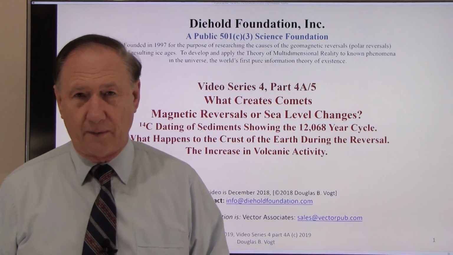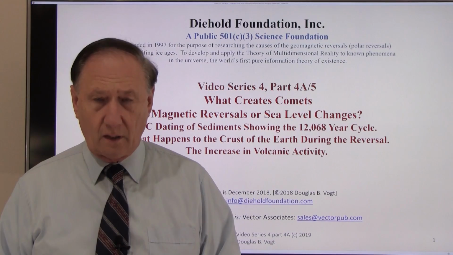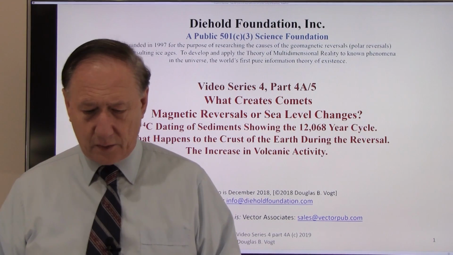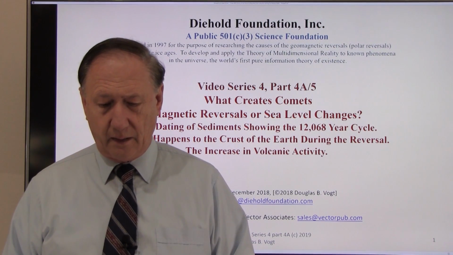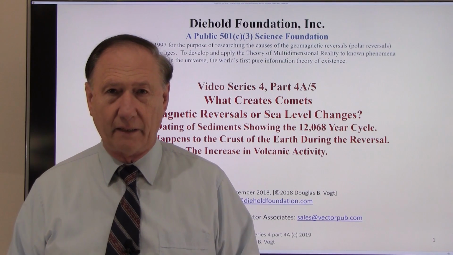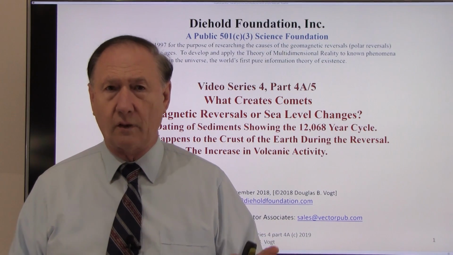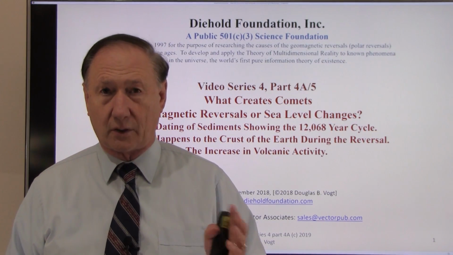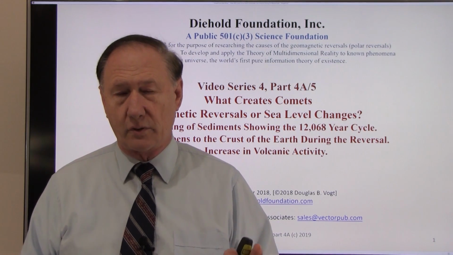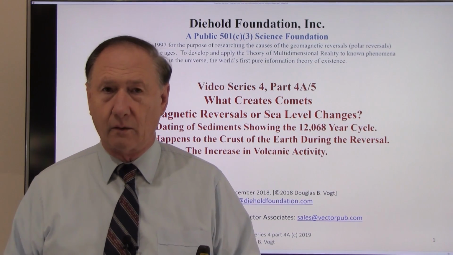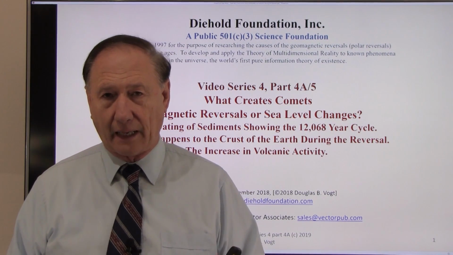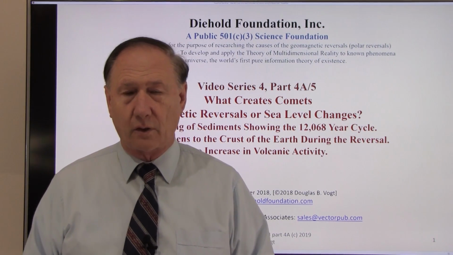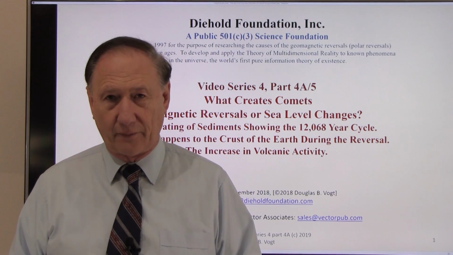Anyway, this is the long-awaited part 4 of series 4, and I'm going to divide part 4 into 3 sections. In this first one, I'm going to cover the sedimentary evidence, carbon-14 dating, that the sun does nova and this clock cycle does occur. The other part I'm going to cover is what happens to the crust of the Earth when this reversal happens, and also an increase in volcanic activity that seems to happen at the same time during the reversal period. I'll also cover what is causing the Earth's magnetic field.